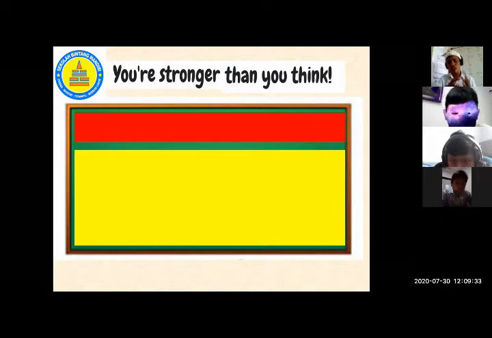So the first, please know that you are stronger than you think, okay? You are stronger than you think. That is the motivation for today. Motivasi hari ini, you are stronger than you think. Let's continue.